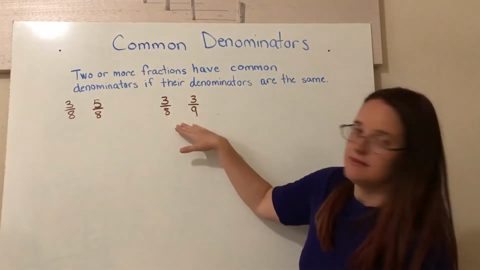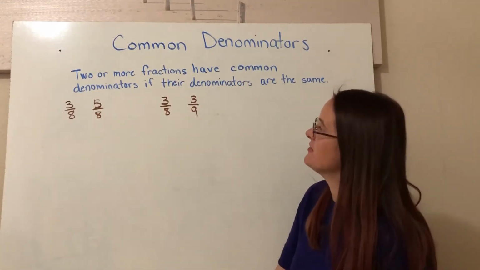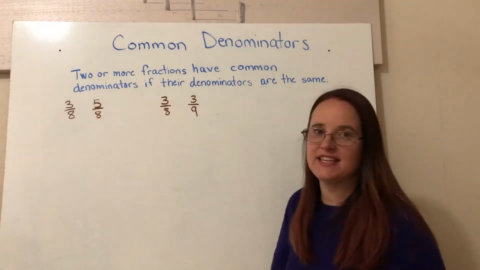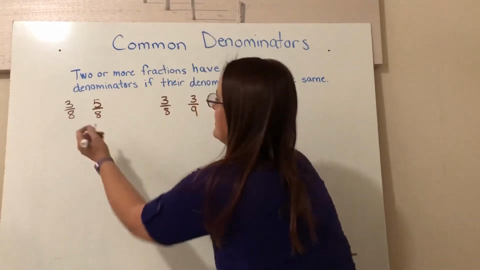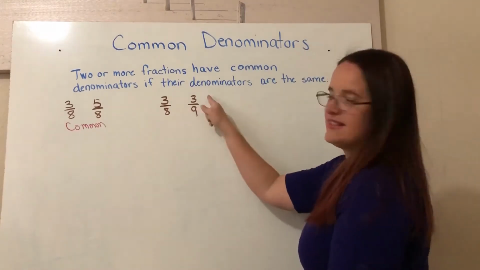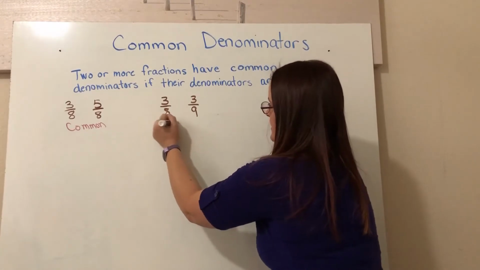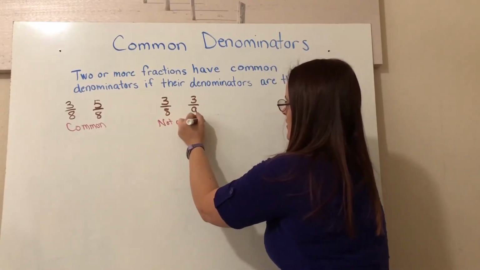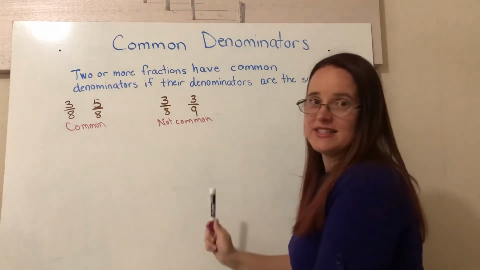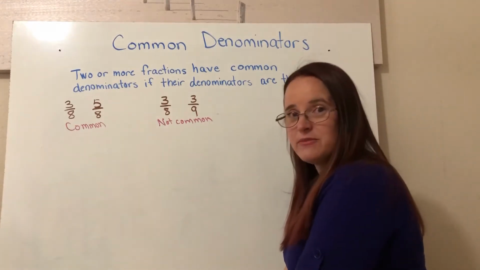If we have more than one fraction, so 2, 3, 4 fractions, they have common denominators if their denominators are the same. So here the denominator is 8 and 8. These two fractions have common denominators. Here, 3/8 and 3/9, they're not the same, so they are not common denominators. Okay? The reason we want to turn fractions into common denominators is so that we can easily add or subtract them.